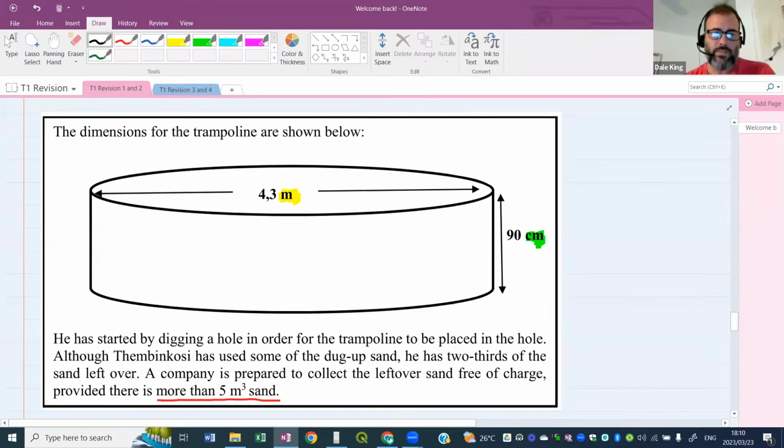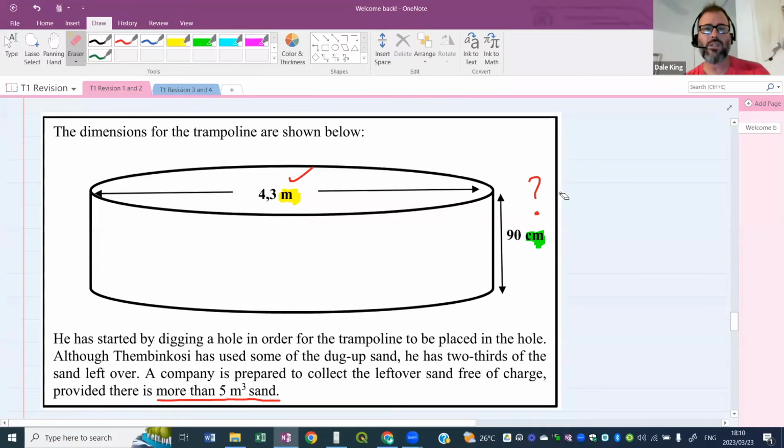And the question, if you remember the question at the bottom, I've highlighted it with red on the bottom there. They say we need to check if there's more than 5 cubic meters. Now we've got meters over here in the one dimension, but we don't have meters here on the right hand side for the height. So I'm thinking we might need to convert that during this question.